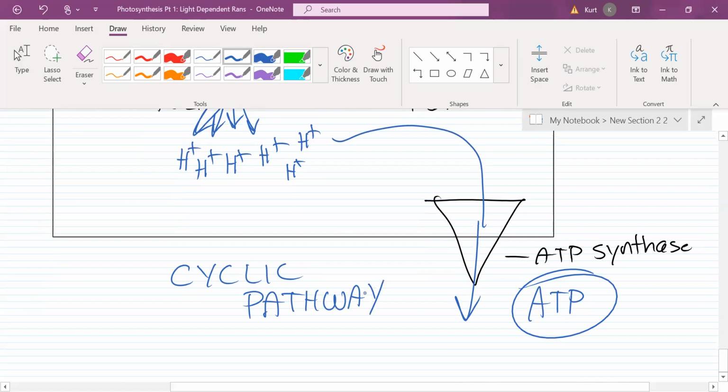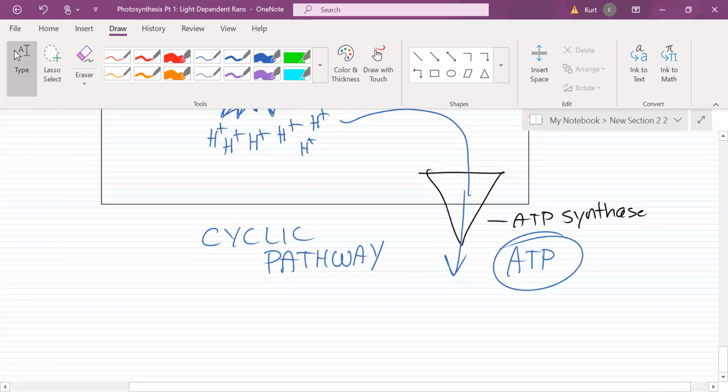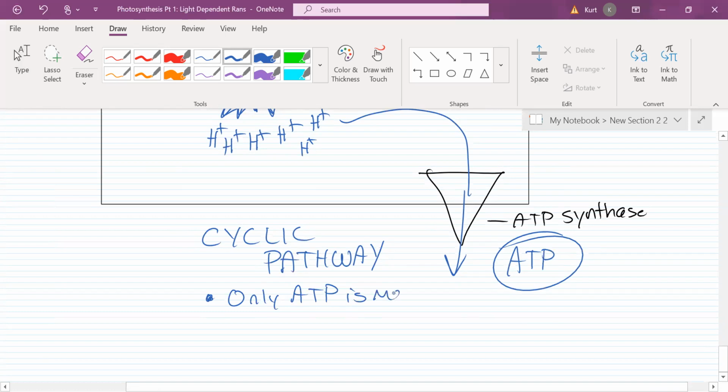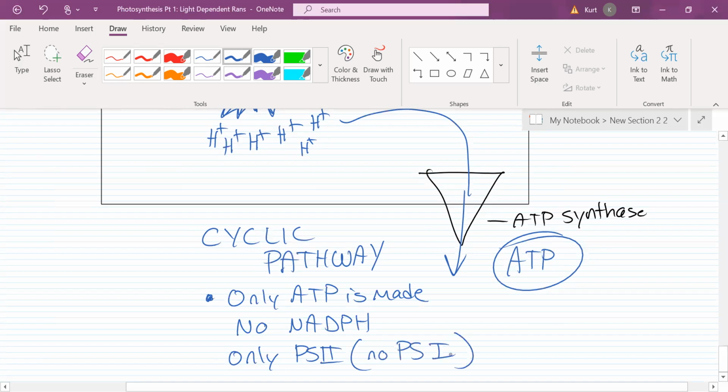I know I'm rushing through this, but you can go back and watch this video and slow it down for yourself. In a cyclic pathway, there's only ATP that is made. There's no NADPH. And there's only photosystem two. There's no photosystem one. And that is all.